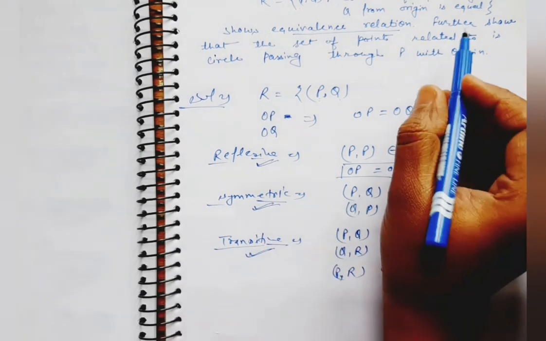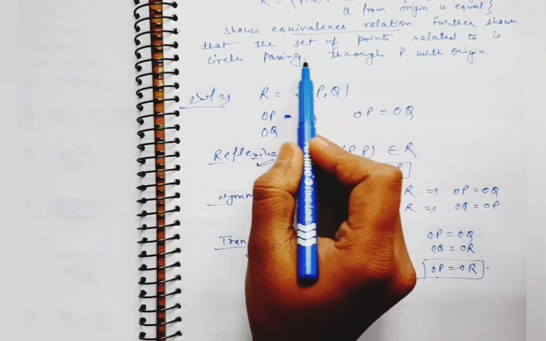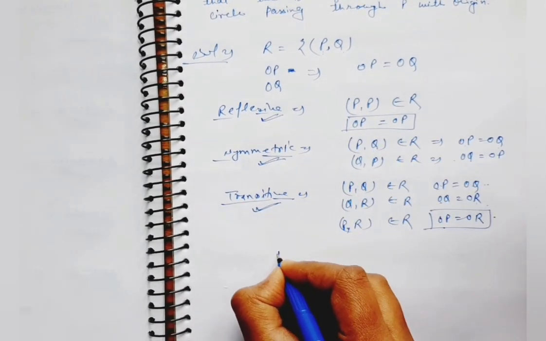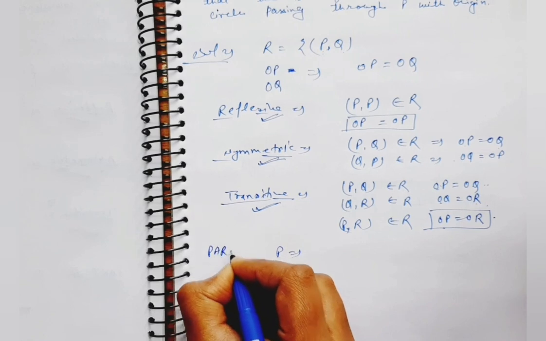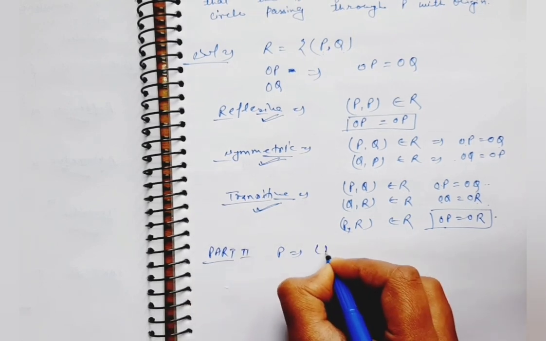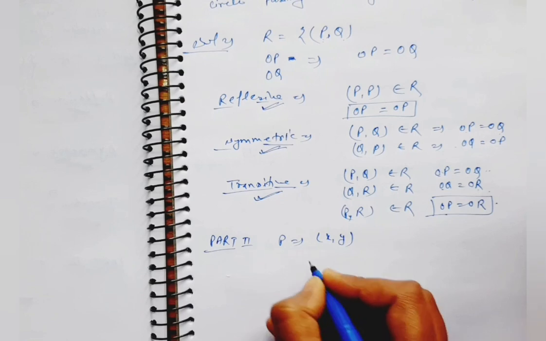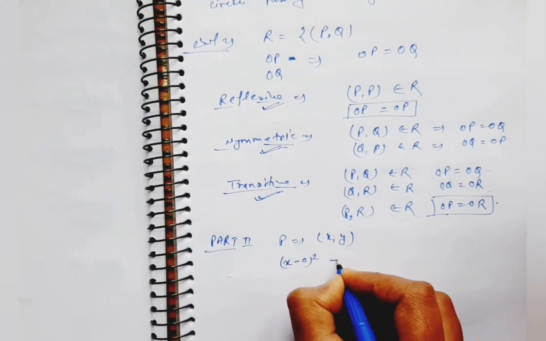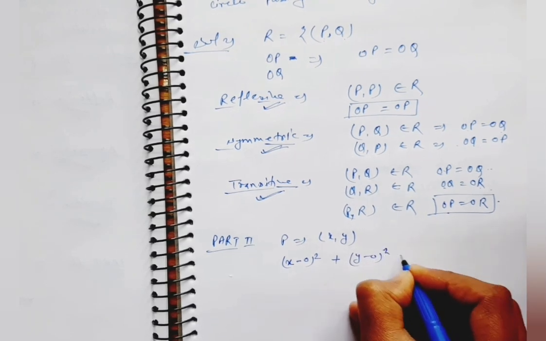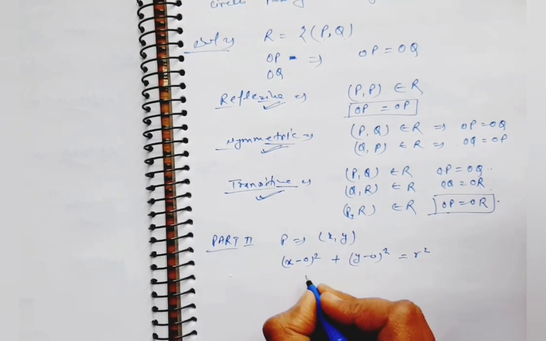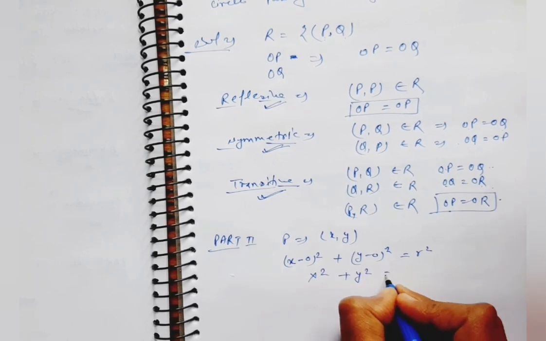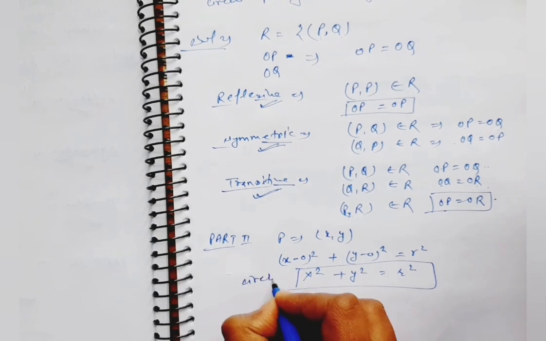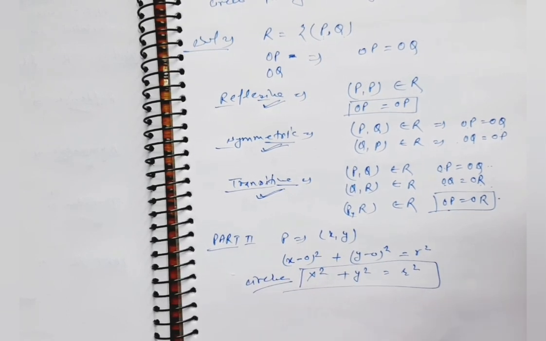Now one thing is given: further show that the set of points related to the circle passing through P with origin. Let's take part 2 of this question, any point (x, y) passing from the origin. So the equation is (x minus 0) square plus (y minus 0) square is equal to r square, and the equation will be x square plus y square is equal to r square, which is the equation of a circle. So it is shown that it is a circle passing through the origin.